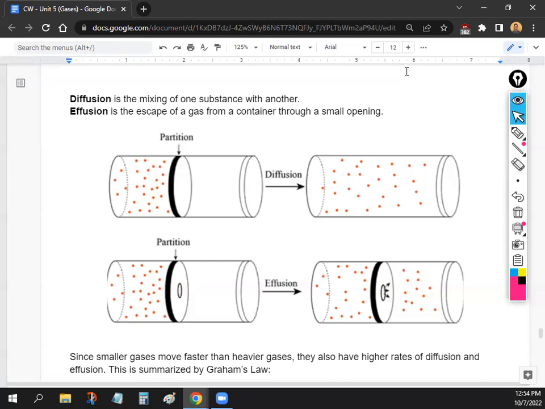Effusion is when a gas escapes from a container through a small opening. And so you guys can kind of see where I'm going with this, right? Your fart is in your body. A small opening opens up, and then the gas is able to go to the other side through that small opening. That's effusion.